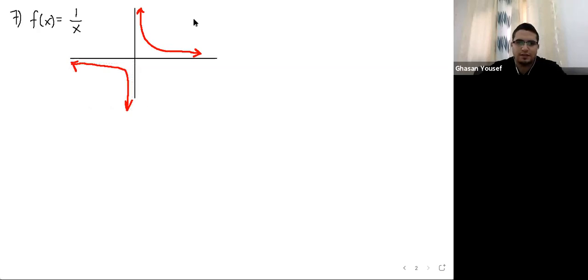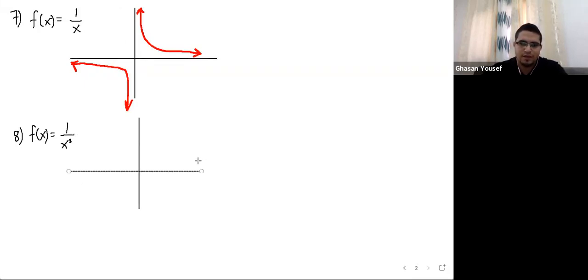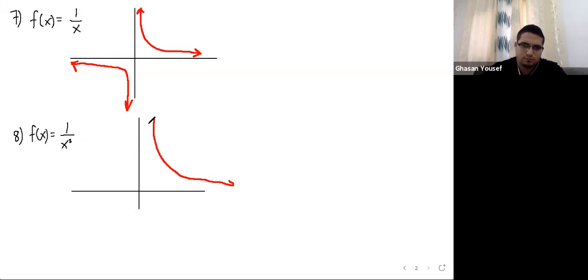Okay, now number 8. The graph of f of x equals 1 over x squared. So the graph of this function, again, the domain of this function is all numbers except 0. I cannot plug the number 0 into this function either. So the graph of this function looks something like this. And on this side, like this.